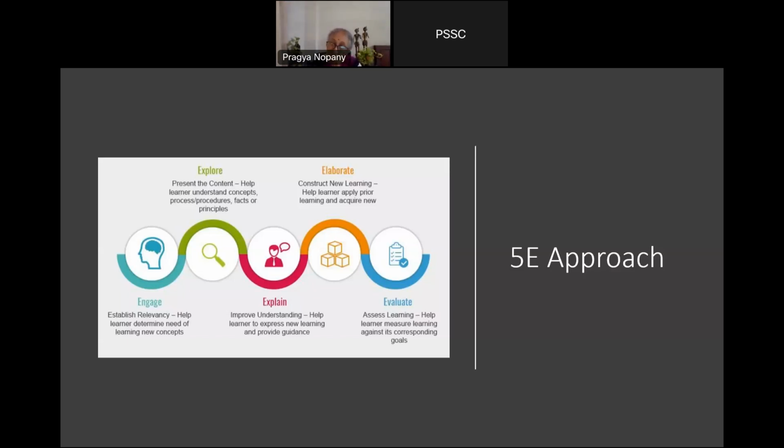And then final stage is evaluate, where we assess learning, help learner measure learning against the corresponding goals. Now, before we do the assessment of learning, we also may have here assessment as learning and assessment for learning. And then finally comes the assessment of learning in the traditional form, that is assessment of whatever has been learned. So this is the 5E approach in brief. And now we will apply this approach on a particular chapter to understand it more deeply.